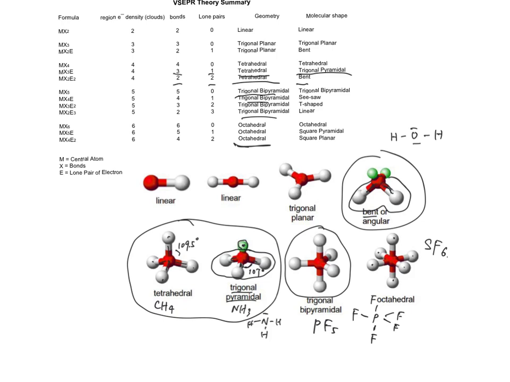Even smaller than the 107 of ammonia, and the actual measurement people have at this point is that this shrinks a little bit more, at 104.5 degrees for the bond angle between the two oxygen-hydrogen bonds in water molecules.